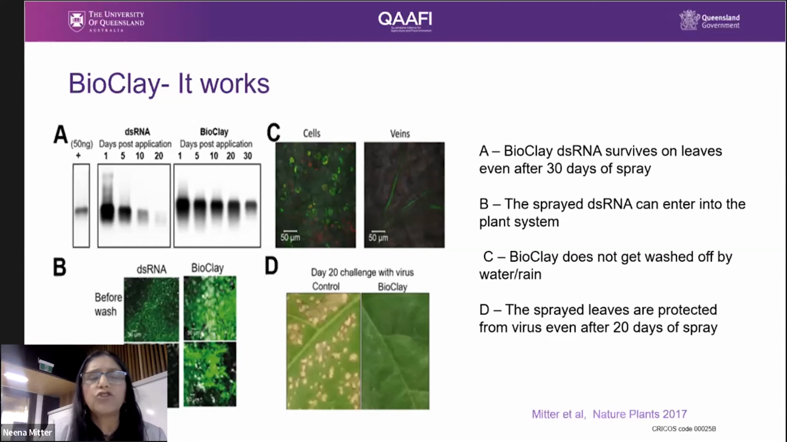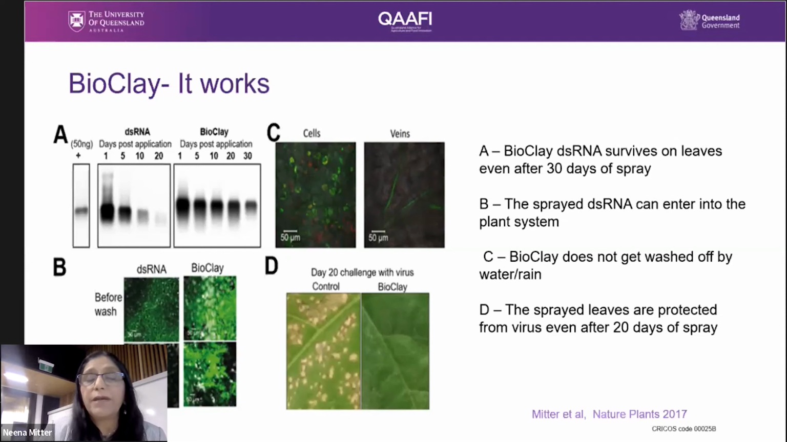But just to show, if you look at panel A, BioClay, those black blobs are the RNA that we spray. So BioClay can survive for more than 30 days on the plants. And if you look at panel D, sprayed leaves are protected from virus infection even after 20 days of spray. So we are extending that window of protection.